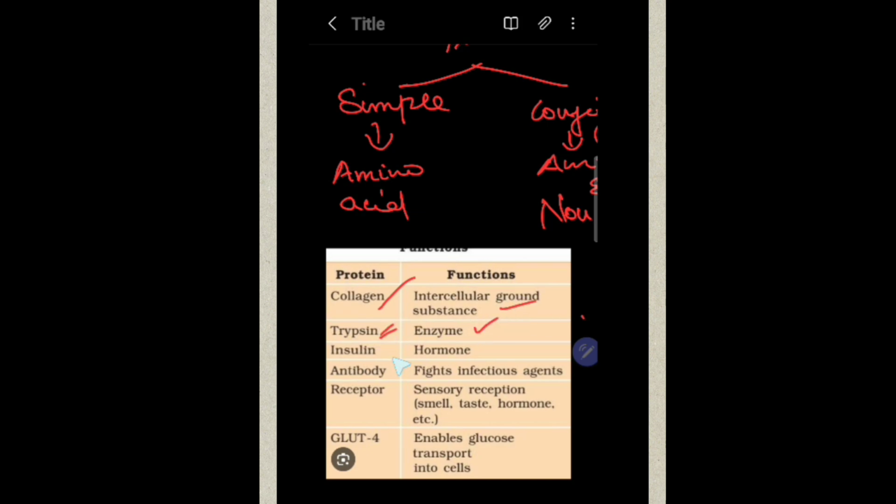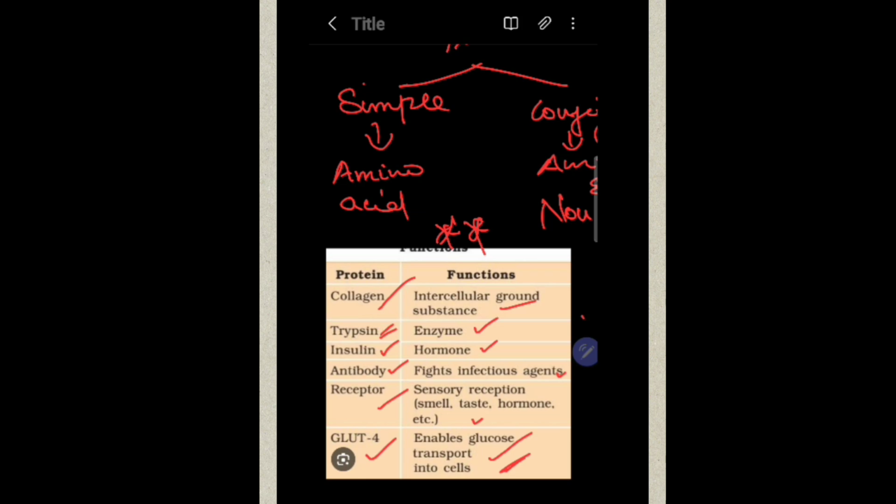Trypsin is an enzyme. Insulin is a hormone. Antibody, we know, fights infectious agents. Receptor, it's sensory reception, smell, taste, hormone, etc. Receptor receives sensory receptions of smell, taste, etc. And GLUT4 enables glucose transport into cells. This is very important. Questions are asked every time. GLUT4 enables glucose transport into cells. This whole table is important.